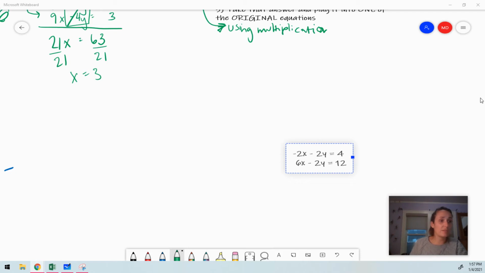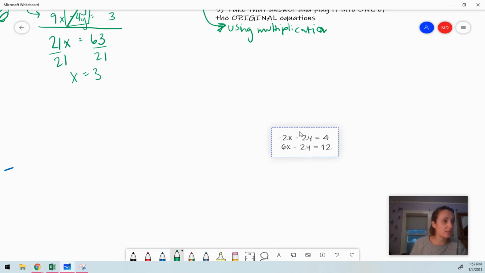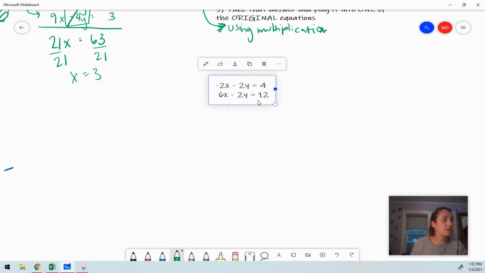Okay, so now we have this one right here, 2x minus 2y equals 4, and 6x minus 2y equals 12. So when I'm looking at these, I don't see any exact opposites yet. But I know that I can multiply one of these equations in order to force there to be opposites. So I actually think that these two are really close. Negative 2y and negative 2y, they're already the same number. I just need one of them to be positive instead of negative.